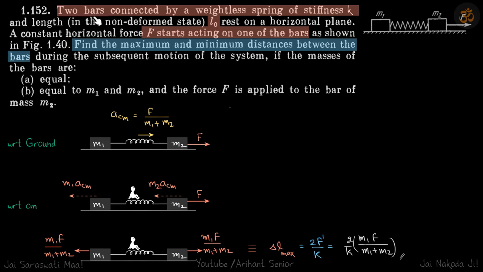We are given two blocks that are connected with a spring of stiffness K and the non-deformed length is L0. Then the force F starts to act on one of the bars. We need to find the maximum and minimum distances between the bars.